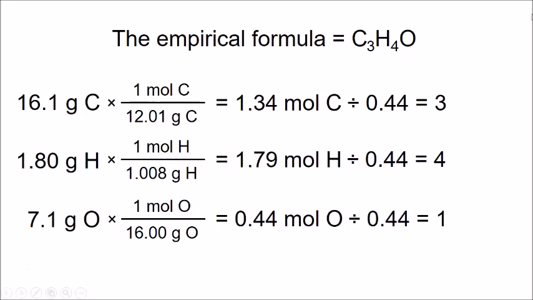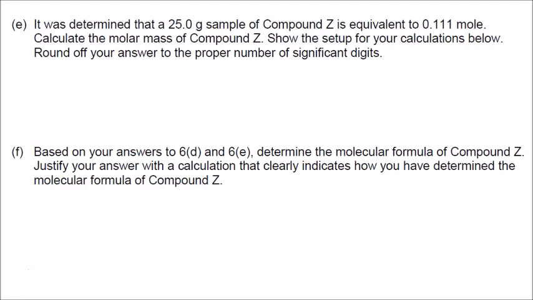All right, let's take a look at the calculation for molar mass. We have 25.0 grams of compound Z, and they're telling us it's equivalent to 0.111 moles. So grams per mole is going to be the units of molar mass, and that works out to be 225 if we round that to 3 sig figs. So 225 grams per mole.